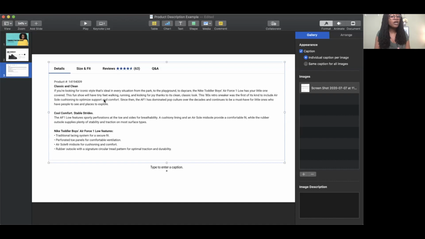Right? So notice how you give a lot of information. The first paragraph has 3 sentences, the second paragraph has 2, and then you go right into your features.